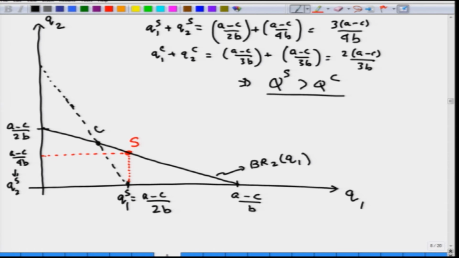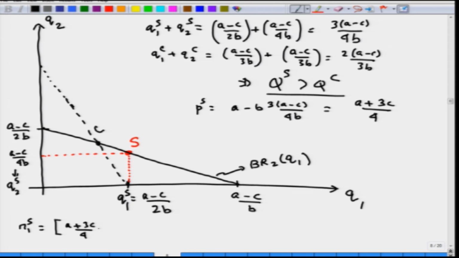So, finally, the price under the Stackelberg model is essentially A minus B times the total output produced. So, that is A minus B times 3(A minus C) divided by 4B. Now, this simplifies to (A plus 3C) divided by 4. So, we can compute the profit of firm 1. The profit of firm 1 is the price, which is (A plus 3C) divided by 4, minus the marginal cost, which is C, times Q1S, which is (A minus C) divided by 2B, right. So, this is the profit of firm 1. So, we have this is (A minus C) whole square by 8B.